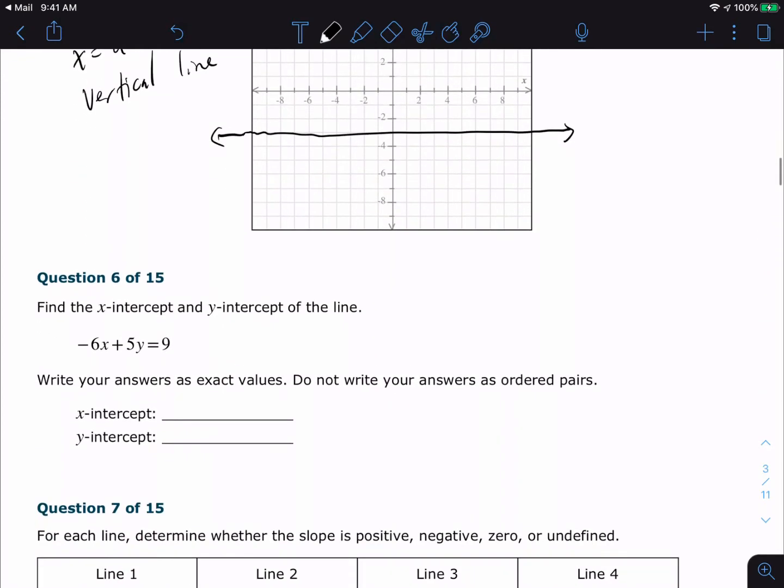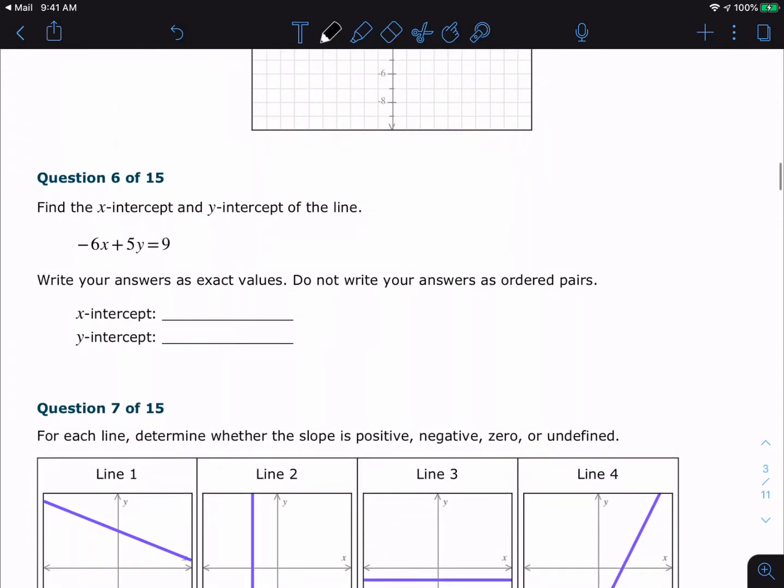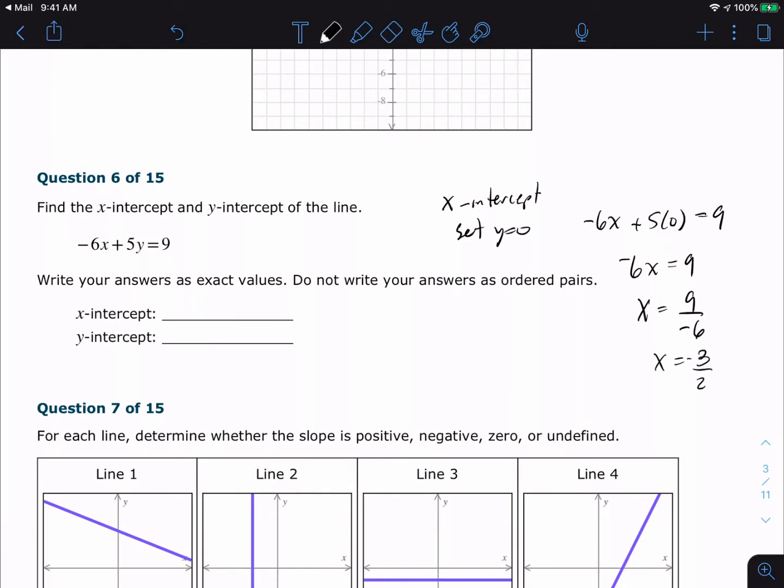So that's something important for you guys to know. Okay. Now in this problem, it's asking us to find the x and y intercepts. And so to find the x-intercept, we're going to set y equal to 0. And so I'm going to get -6x plus 5 times 0 is equal to 9. So then -6x is equal to 9. So x is equal to 9 divided by -6, or -3/2. So this should be a -3/2.